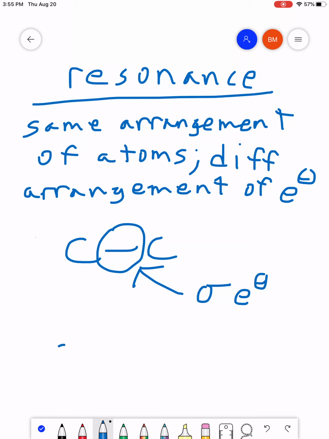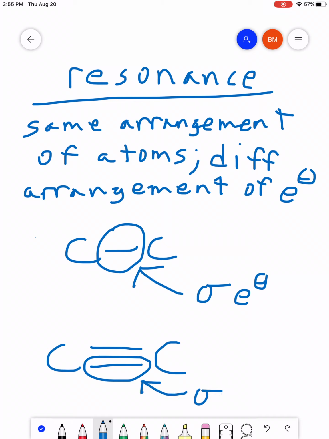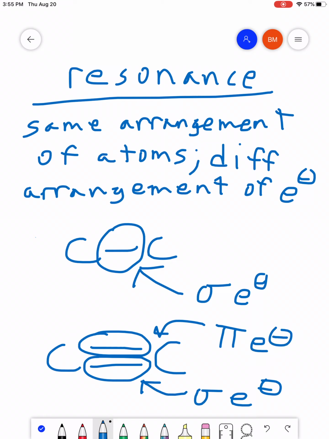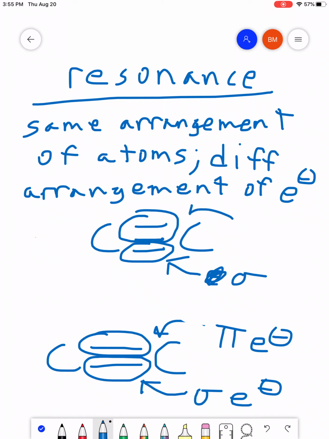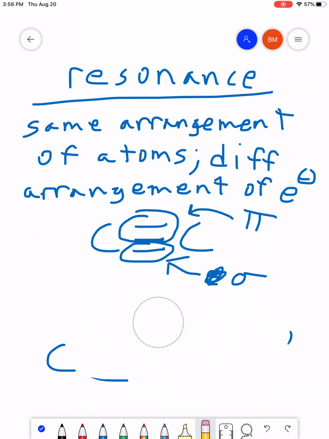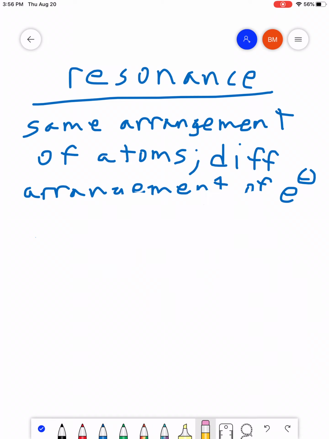Now, we learned, of course, you can have double and triple bonds. If you have a double bond, one of the electron pairs in the bond is always going to be sigma, and the other one is always going to be pi. And then you can have triple bonds. If you have a triple bond, one of the electron pairs is sigma, and the other two are pi. So be sure to refresh yourself on what pi electrons and sigma electrons are. We have three different types of electrons overall we can think about moving: sigma, pi, and unshared pairs. Something very important to remember.